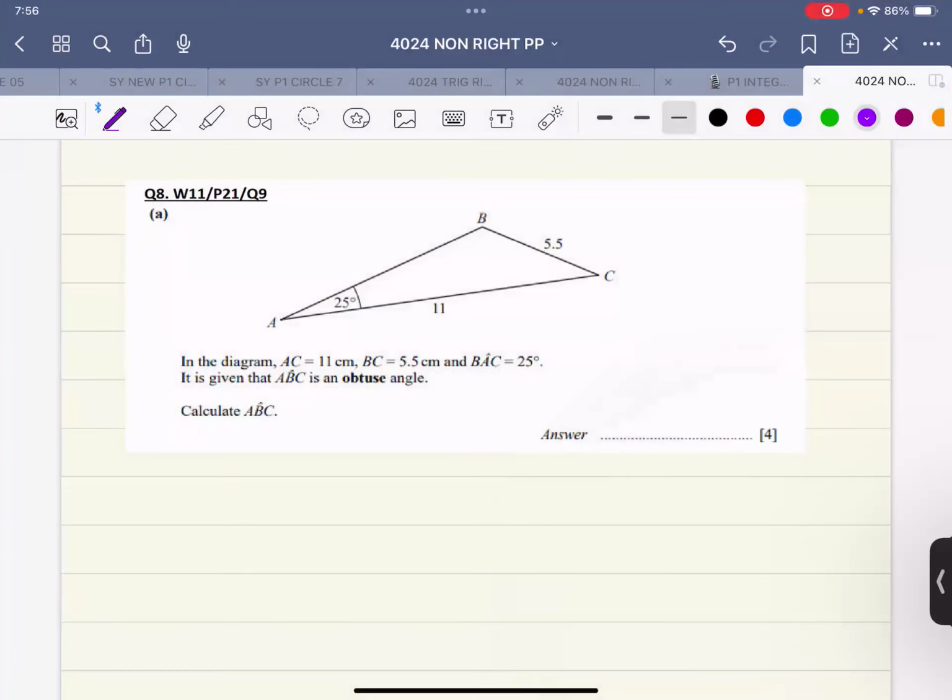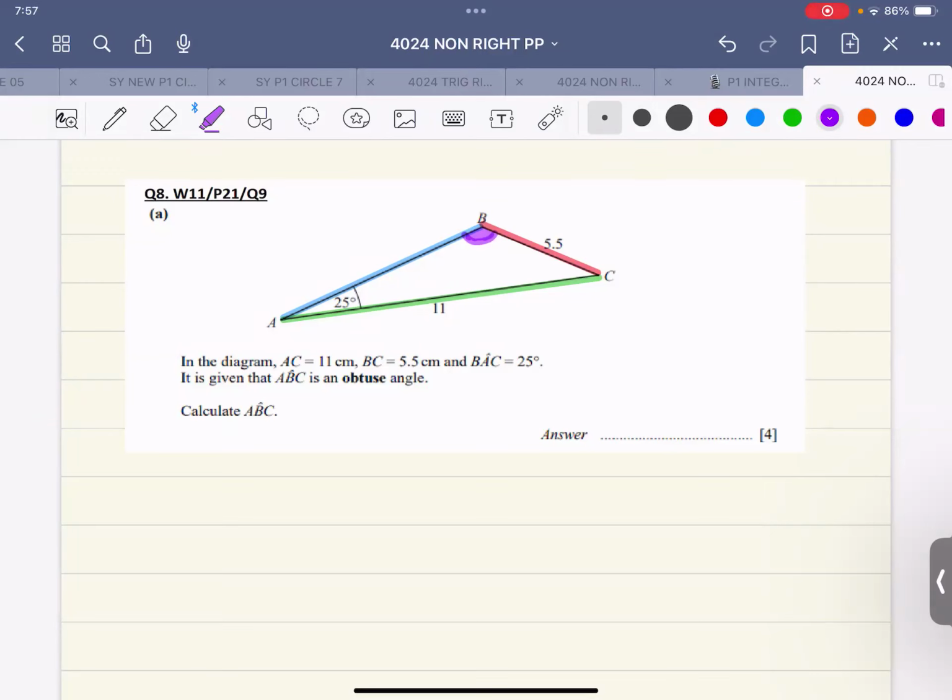So now we are starting with this. The question says, in the diagram, AC is 11 and BC is 5.5, BAC is 25. It is given that ABC is an obtuse angle. Now, why does it say that? It's a very small conceptual question. There is this side, the red side, and then the green side. And it says ABC, this angle over here, is an obtuse angle.